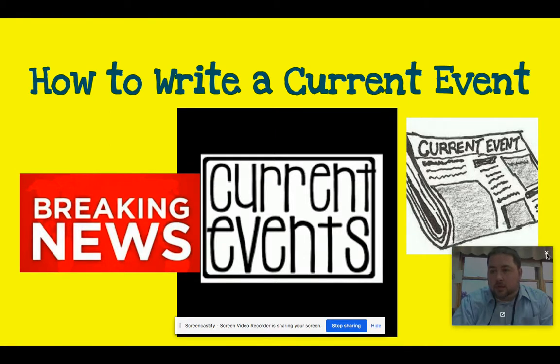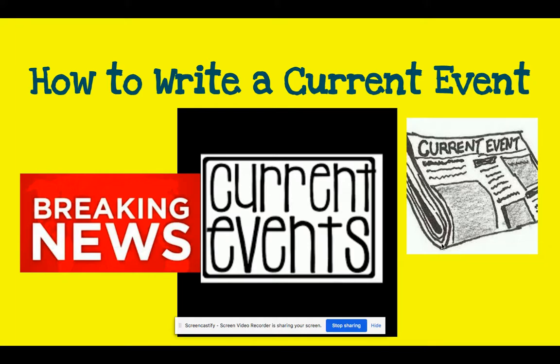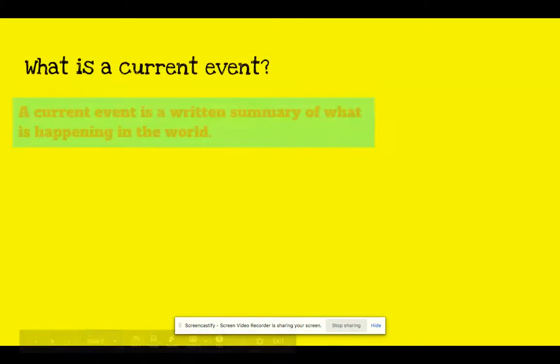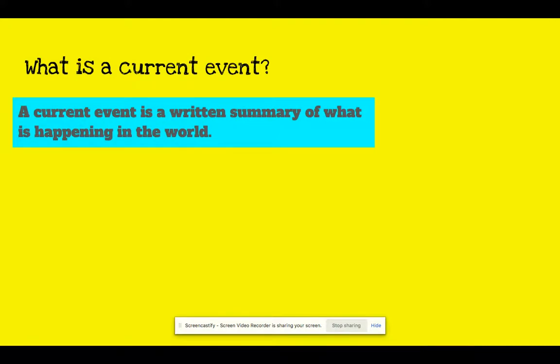Okay, so I'm just going to get rid of my picture here. All right. So how do you write a current event? Well, first of all, what is a current event? Well, a current event is a written summary of what is happening in the world or in our world.